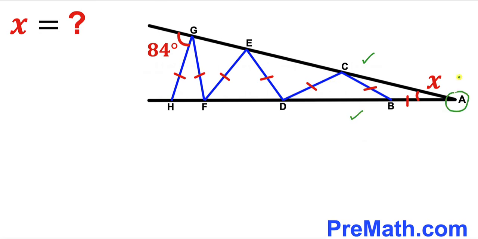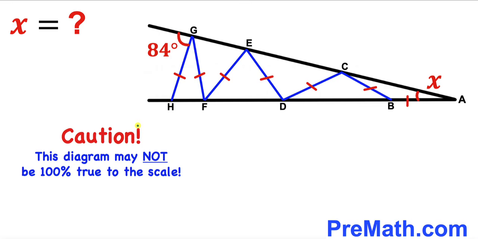In this video, we have got these two lines AG and AH that meet each other at this point A, as you can see in this given diagram. As a result, we get this angle X, and moreover, we got these segments AB, BC, CD, DE, EF, FG, and GH. Bear in mind that all of these segments are equal in length. Furthermore, this angle G is 84 degrees. Our task is to find the value of this angle X.